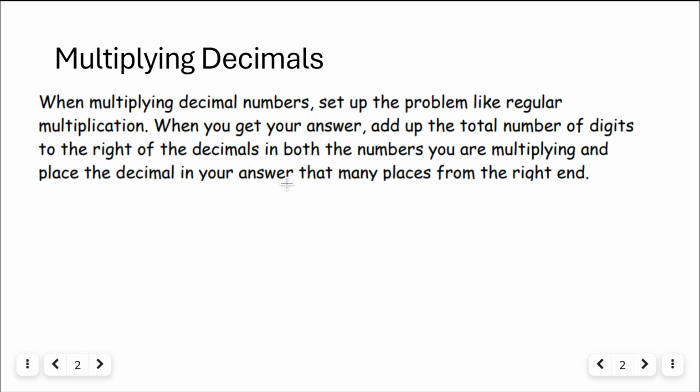So when you multiply decimal numbers, you set up the problem like a regular multiplication. Okay. When you get your answer, you add up the total number of digits that are in the decimal place, to the right of the decimal, and then move the decimal in your answer that many places to the left. All right, so let's see how this is done.